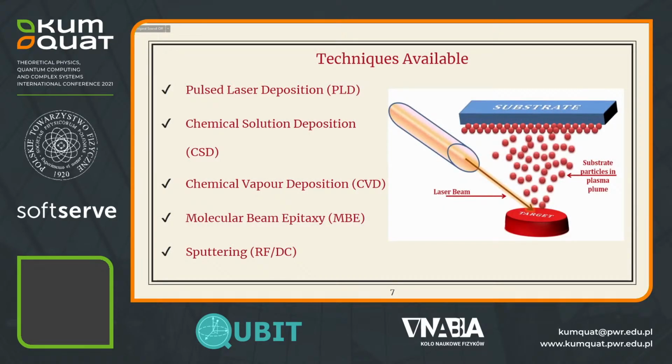So what are the various techniques available for the synthesis of thin films? These are pulsed laser deposition, chemical solution deposition, chemical vapor deposition, molecular beam epitaxy, and sputtering, which can be carried out by a DC source as well as an RF source. On the right, you can see a schematic of what happens during pulsed laser deposition.